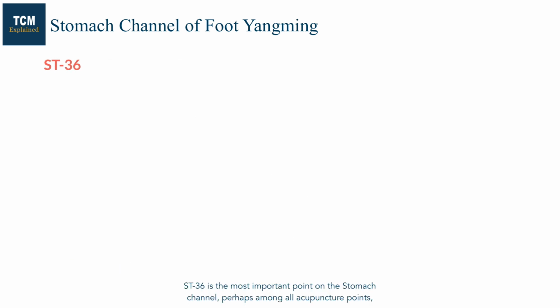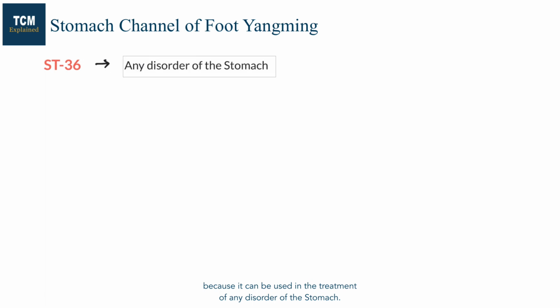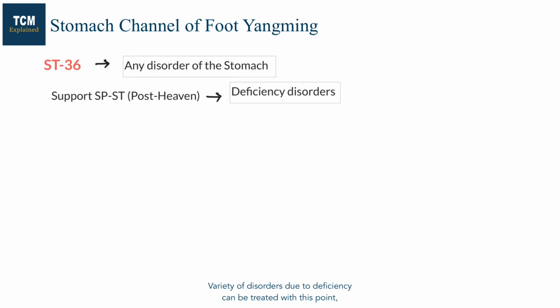ST36 is the most important point on the stomach channel, perhaps among all acupuncture points, because it can be used in the treatment of any disorder of the stomach. This point is the most important point in supporting the spleen and stomach, the root of postnatal qi, thus generating qi and blood. A variety of disorders due to deficiency can be treated with this point, even muscle flaccidity and atrophy.